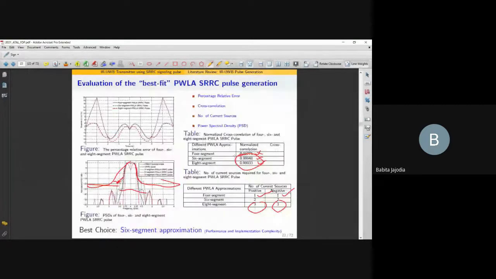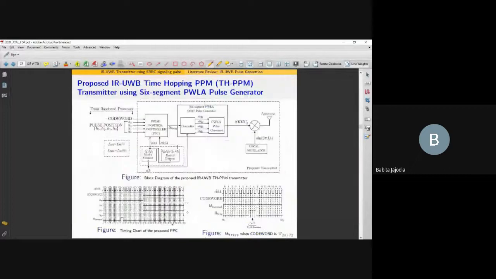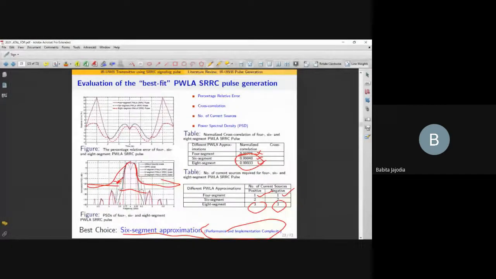So to make an optimal choice, and as I mentioned, there will be a trade-off, right? So we thought, let's take the best choice, even if the power spectral density is matching for that, let's take the 6 segment approximation based on the trade-off between the performance and the implementation complexity. Okay. So based on this, we selected the 6 segment.